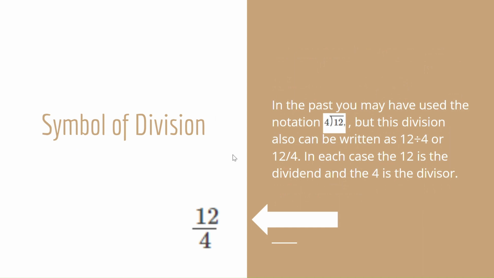Next, the symbols of division. In the past, you may have used notation like 12 ÷ 4. But this division can also be written as 4)12 or 12 over 4, which has the same meaning as 12 ÷ 4. In each case, the 12 is the dividend and the 4 is the divisor. You can also write 12 over 4 like this. So it's the same whether it's 12 over 4 or 12 divided by 4.